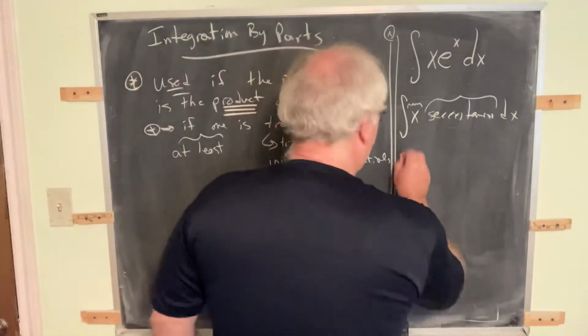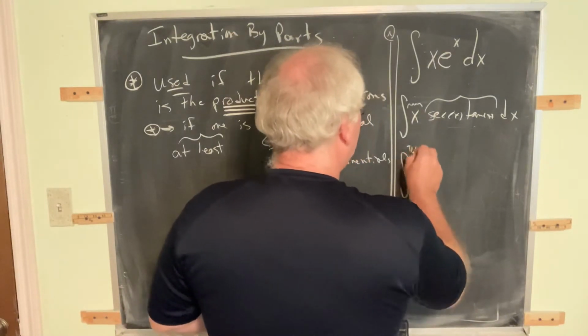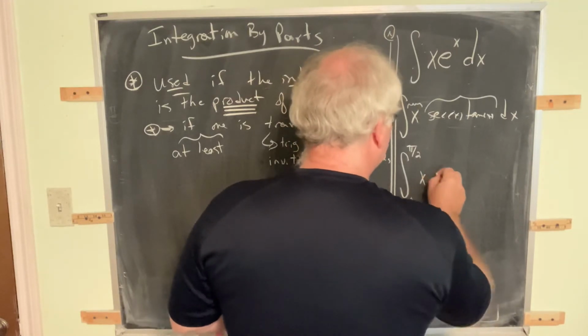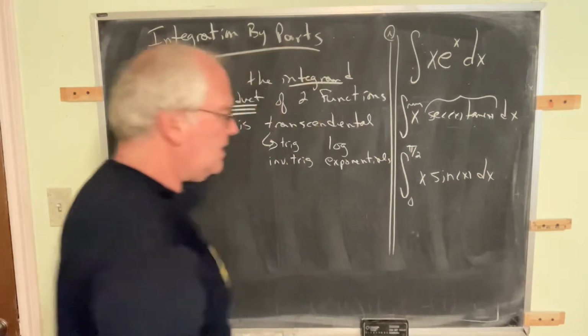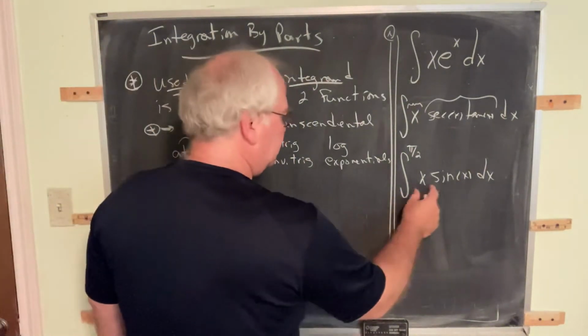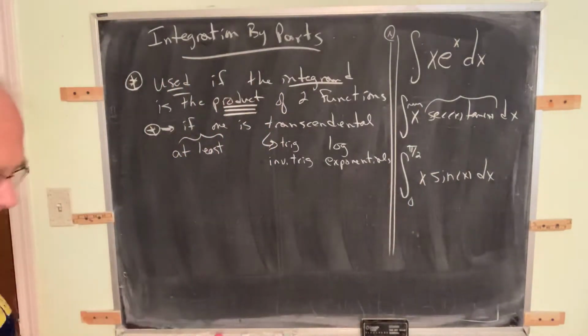We can also do definite integrals with this. So we could do the integral, say, from 0 to pi over 2 of x times sine of x. That's the product of two functions, at least one of which is transcendental. There are many others we'll go through. We'll go through several examples to get you used to this. It's not brutally challenging, but it's just something you need to get used to.